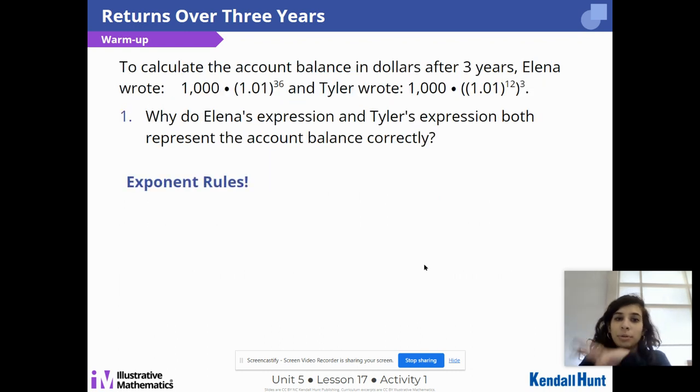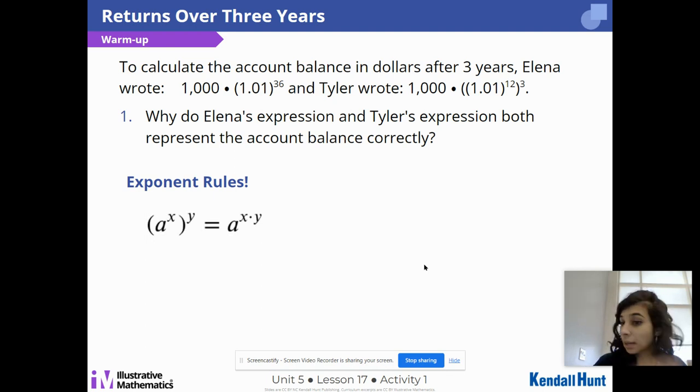Why do they both represent the same expression? It's because of exponent rules. One of the exponent rules that we haven't talked about yet is that if I take the same base, in this case 1.01, to the power of 12, to the power of another 3, we are just counting out the number of factors. That tells me I have 12 factors of 1.01, 3 times. So in total, I have 36 factors of 1.01 that I'm multiplying over and over again. Instead of doing it as 2 steps, you can multiply 12 times 3. That will give me 36. So there are 2 different representations.